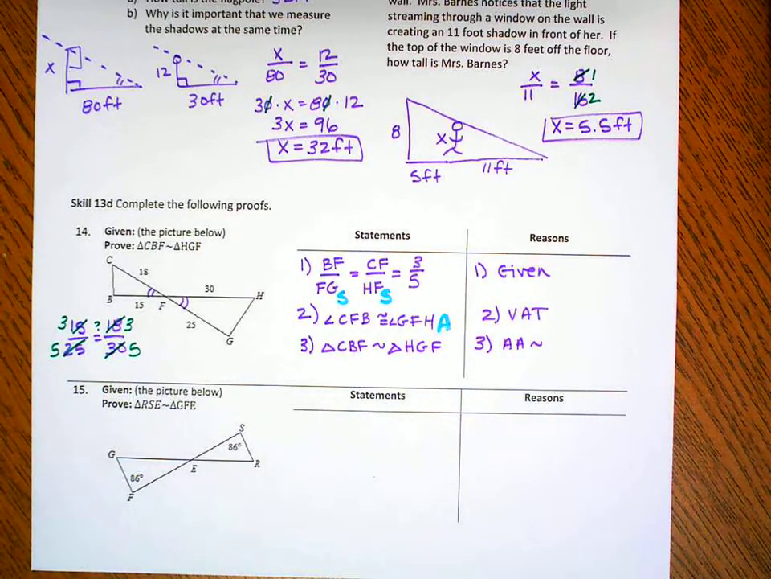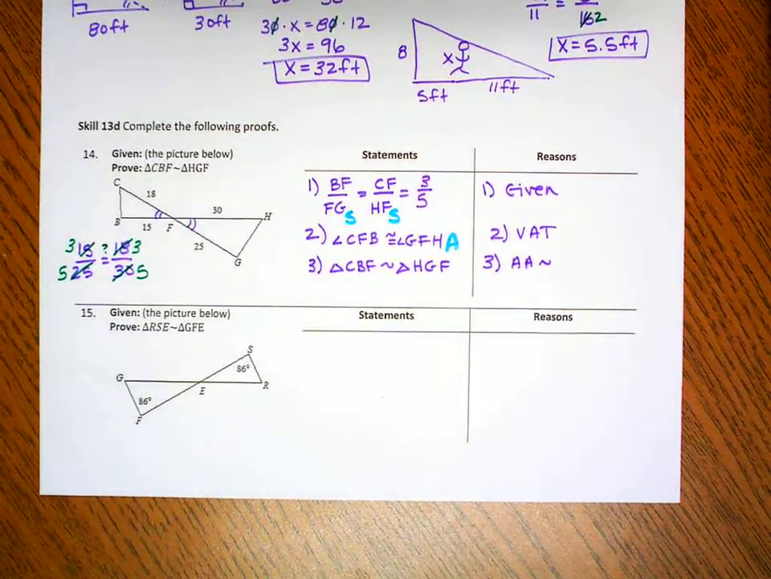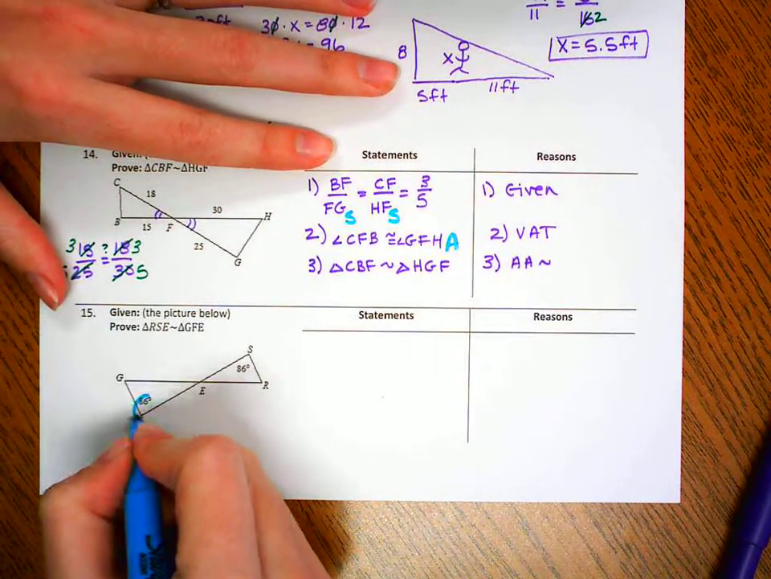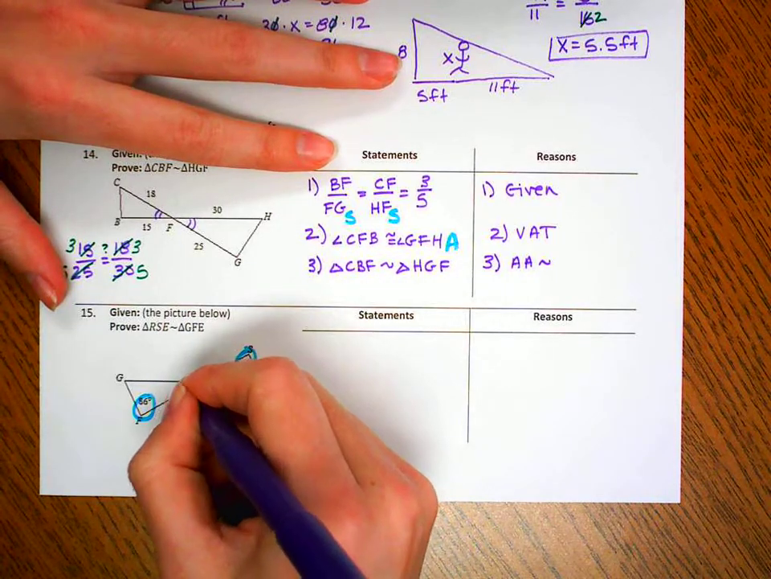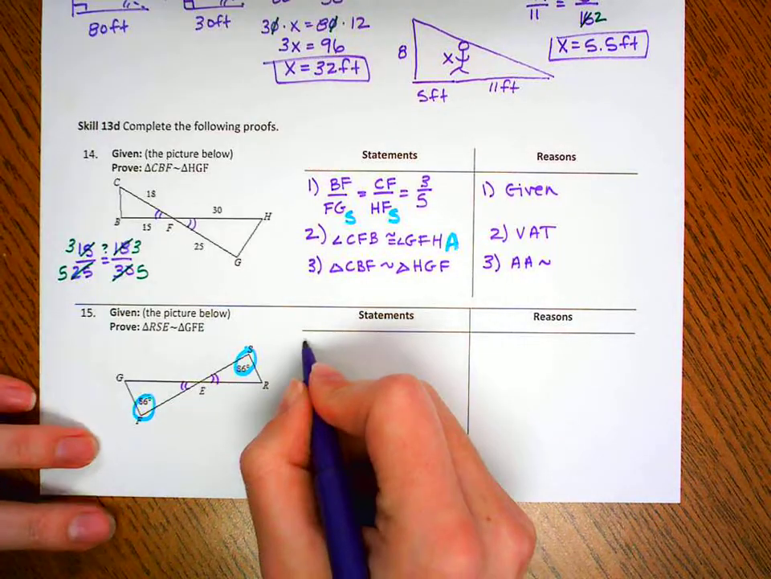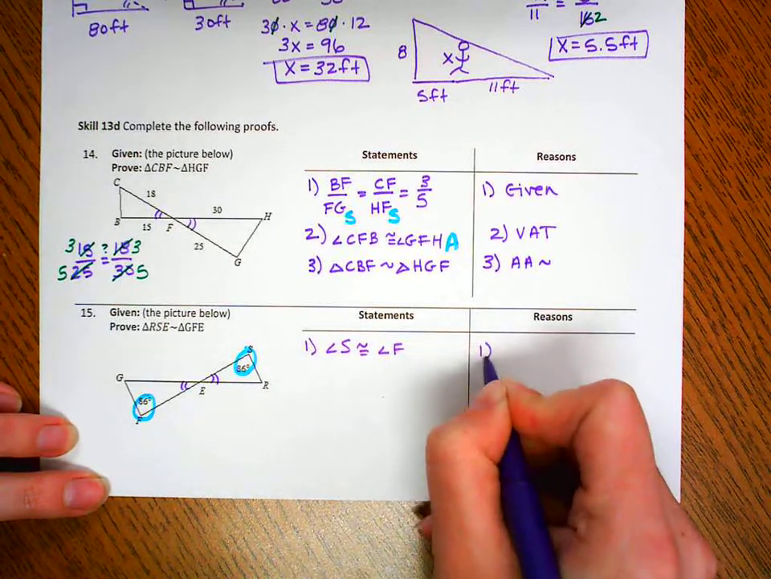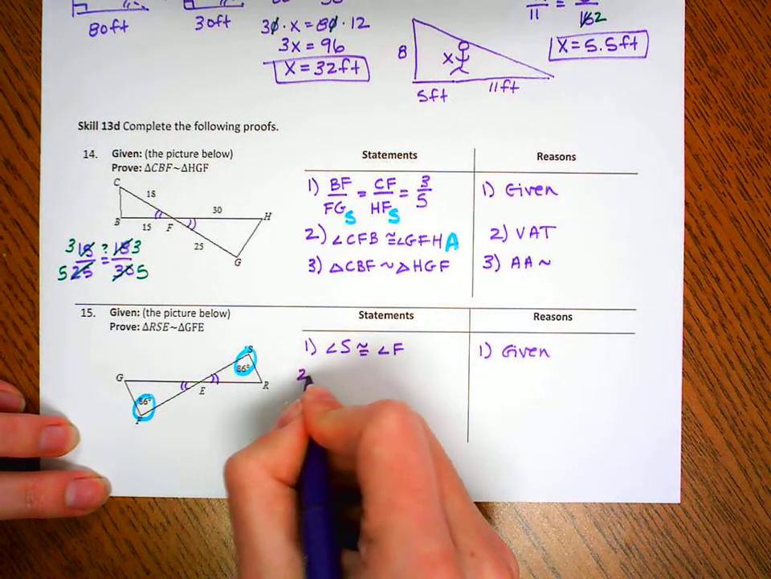Okay, let's go on to number 15. When I look at this one, no sets of sides are marked, so my only possible option is angle, angle. Well, if you take a look, I already have a pair of angles that are congruent. I can get another pair because I have vertical angles. So here we go. Step 1. Angle S is congruent to angle F. Well, that was given to us. They told us that this was 86 and this was 86.